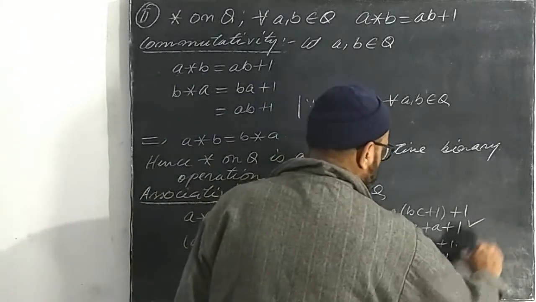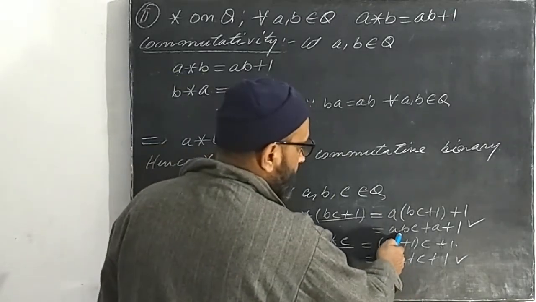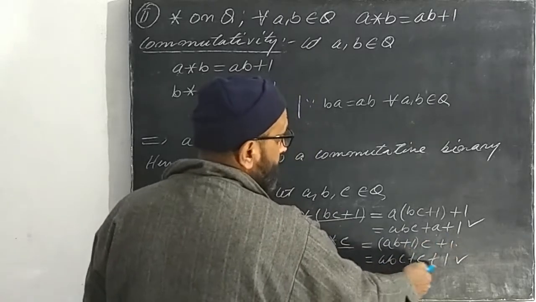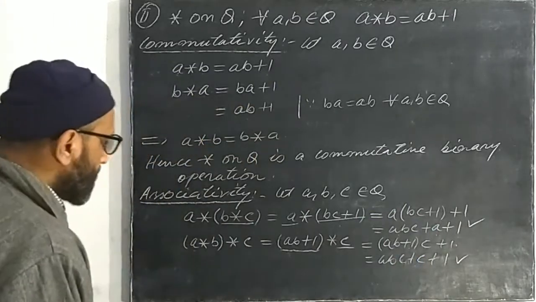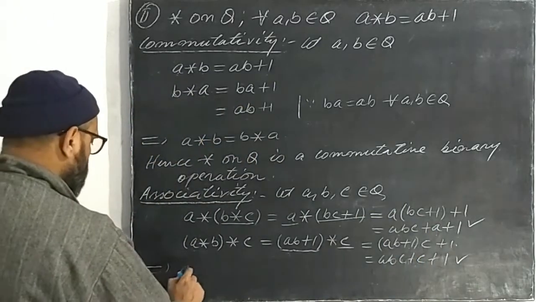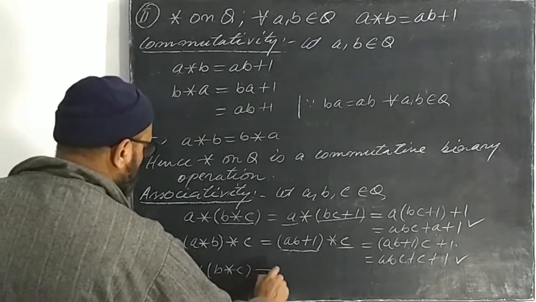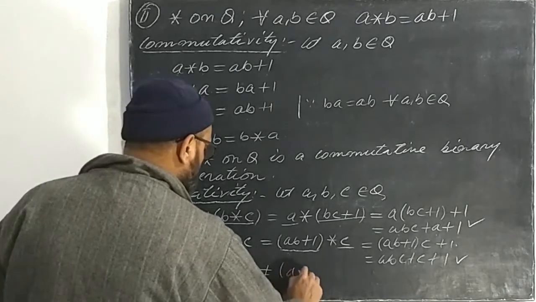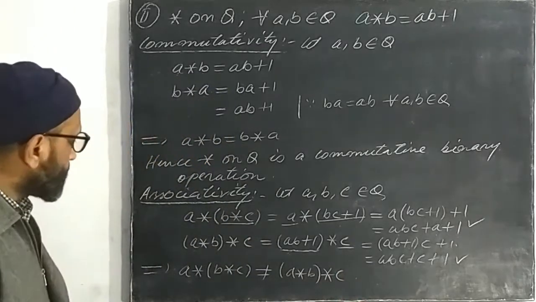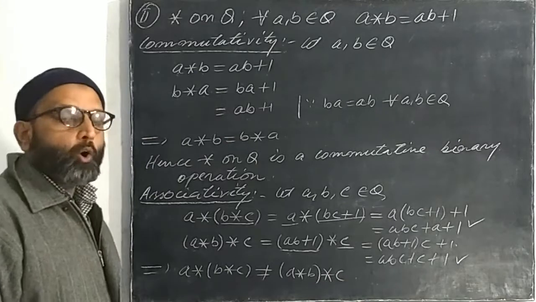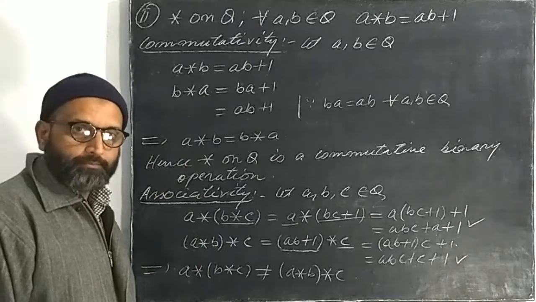So if we observe these two results, obviously these two results are quite different because this is ABC plus A plus 1 and this is ABC plus C plus 1. So these two terms are different in these two expressions. So we may say that A star (B star C) is not equal to (A star B) star C. So we came to the conclusion that star on Q is commutative but not associative.